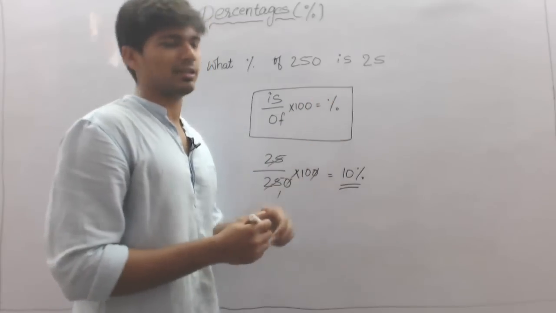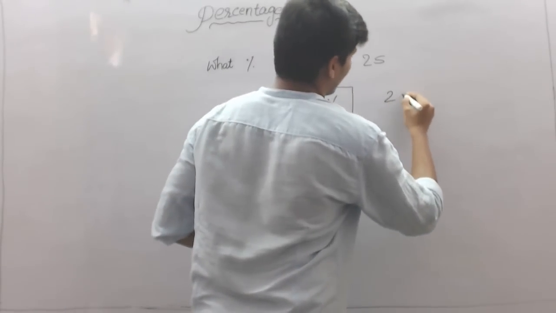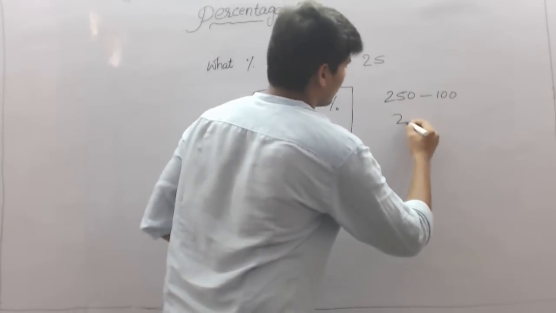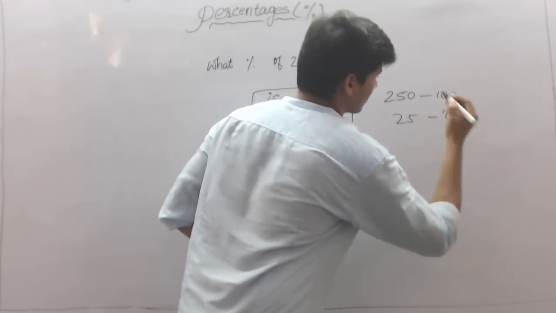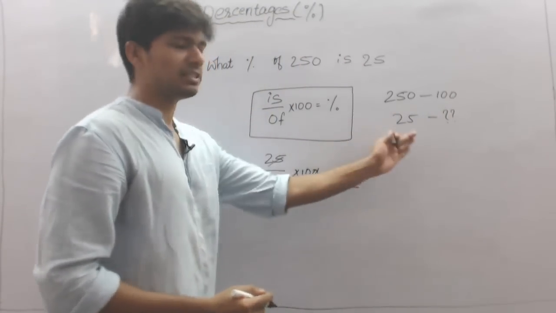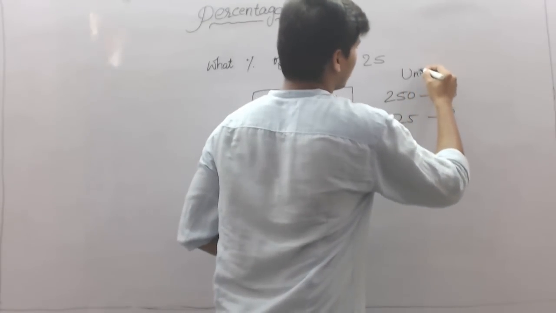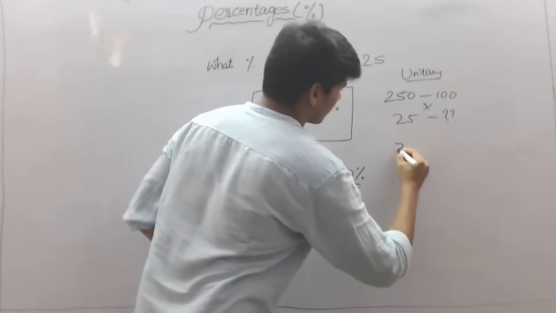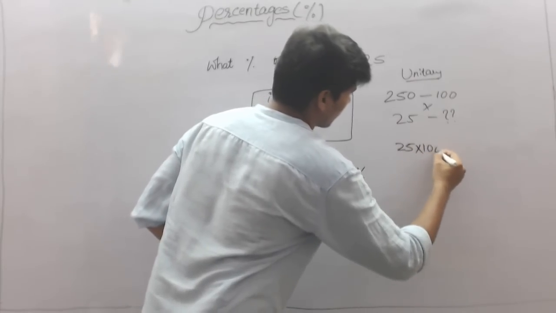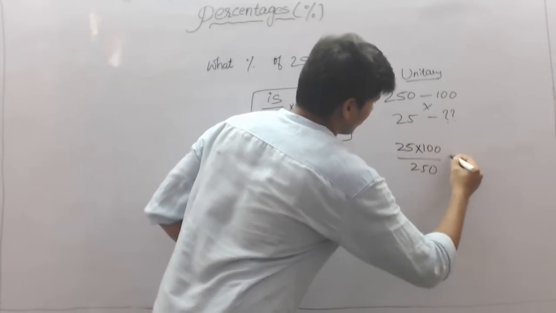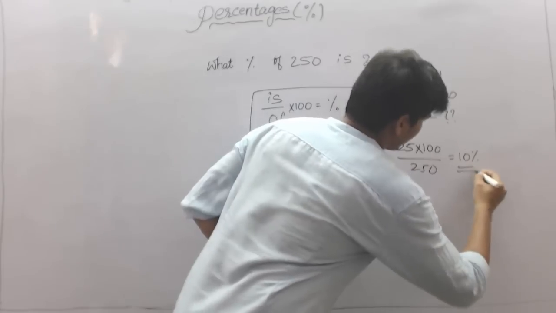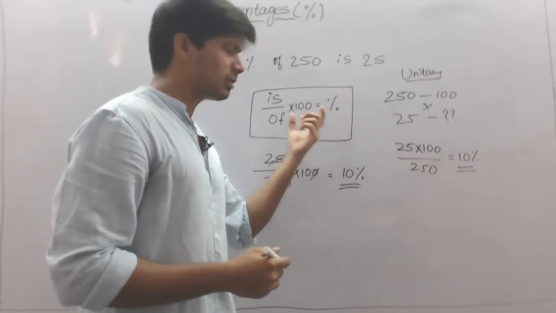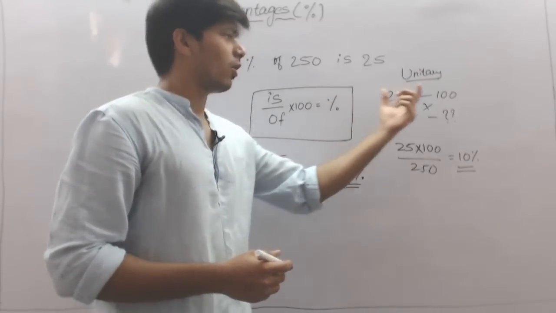There is some other way. That is, if 250 is 100 percentage, then 25 is what percentage? This is another method, known as the unitary method. When you cross multiply 25 into 100 divided by 250, again it gives you 10%. So percentages is a topic that can be solved using the conventional formula or the unitary method.